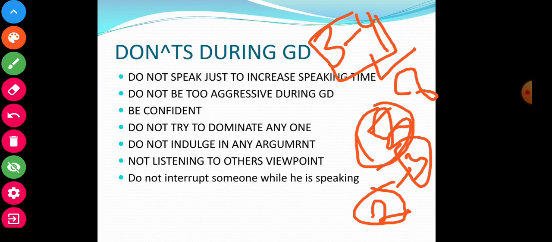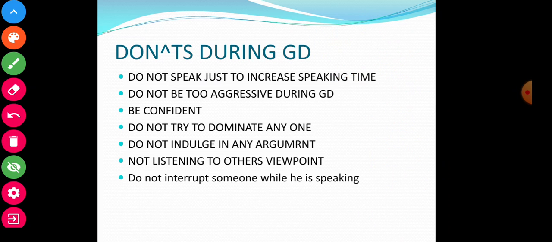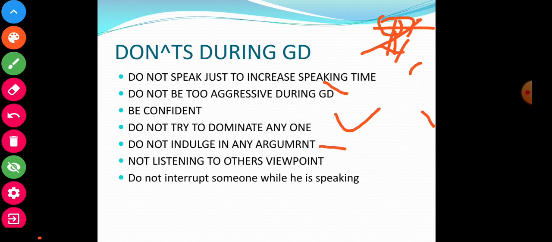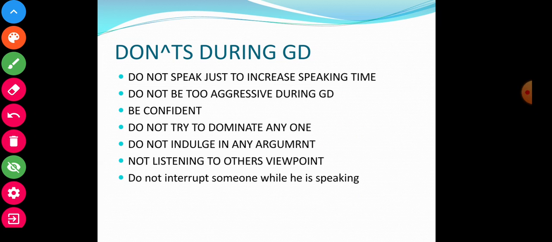Another point is, do not try to dominate anyone. Sometimes some candidates are very mild, so people start dominating them, directing them that now you have to speak, now you have to speak. Let me tell you a very practical scenario. Once I was in a group discussion, and there was one candidate who was directing others, now you speak, now you speak, now you speak. All persons except that person got selected. So you must keep that in mind, okay.